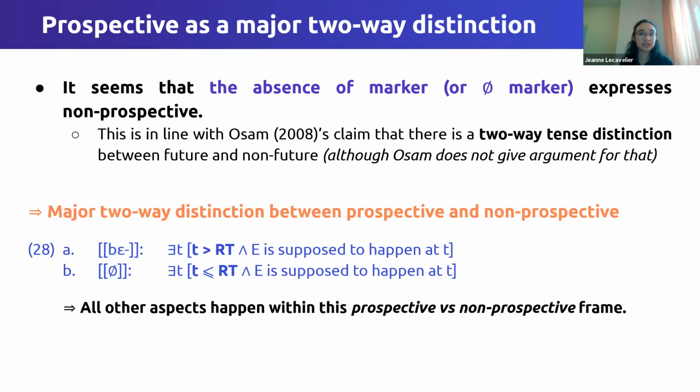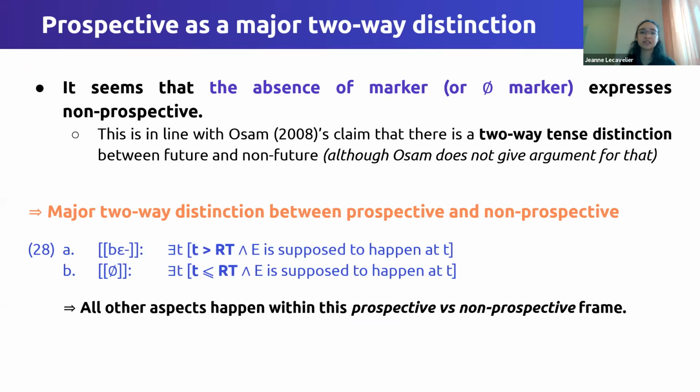Since it negates some prospective interpretation. And this is in line with OSAM 2008, because OSAM claims that there is a two-way tense distinction between future and non-future implied by the B marker or the null marker. Well, OSAM doesn't give any argument for that.